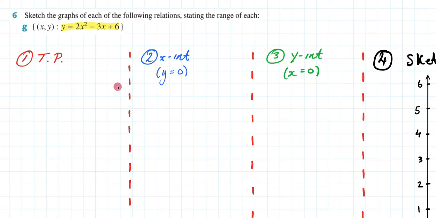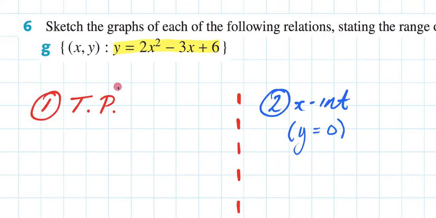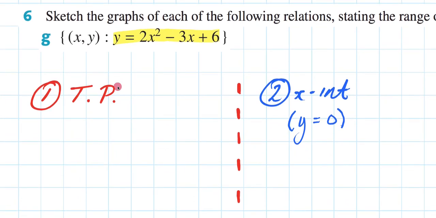So let's begin by finding my turning point, and let me zoom in here. To find my turning point, I'm going to complete the square. And we know that in order to complete the square, that means that my coefficient of x squared is going to have to be 1. But here it's 2. So I'm going to have to do something about that. I'm going to take 2 out and get x squared minus 3 over 2x plus 3.